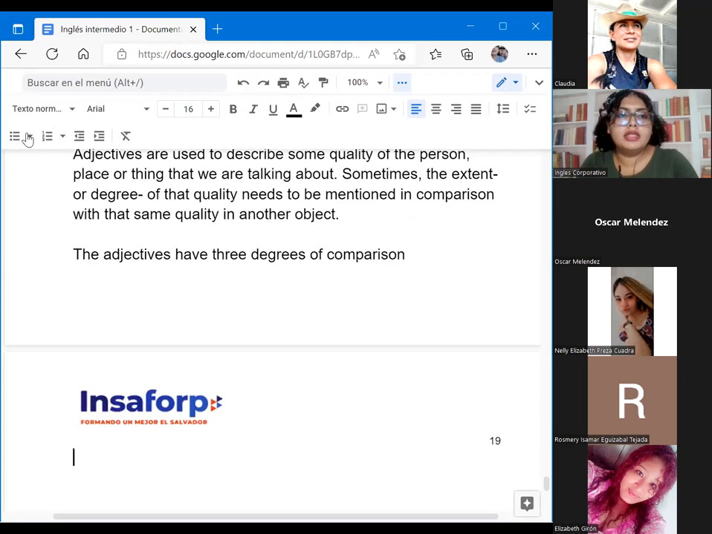So we have the number one in this case. The number one is the positive degree. This one is the adjective in its simple form. It is used simply to denote the existence of a particular quality in the person, place, or thing that we are talking about. In this case, we are not going to have two different objects or talk about two different people. It's just to mention the quality or something that we have.